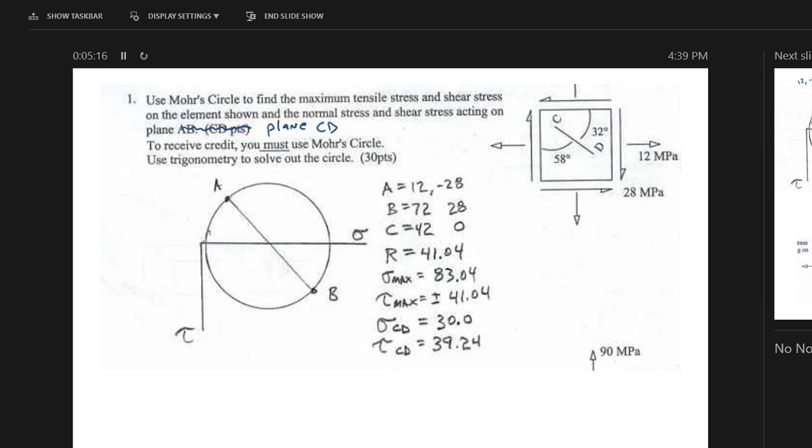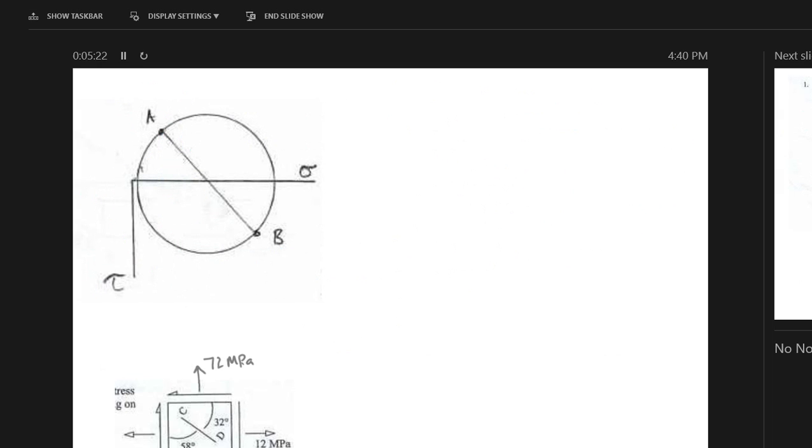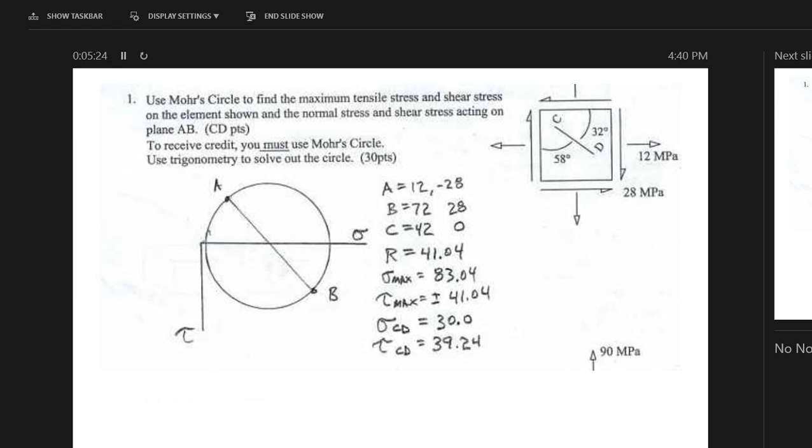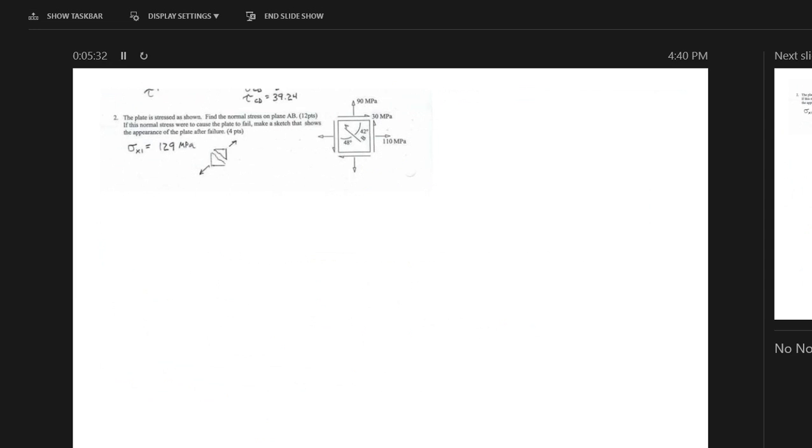So I give you the answers there. You should be able to work through that, I hope, but we can go through it a little bit. Is that the last one, or I think I got another one there. Okay. Find the normal stresses on plane AB. And what would it look like if it broke?